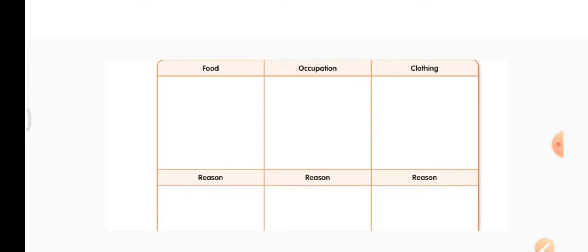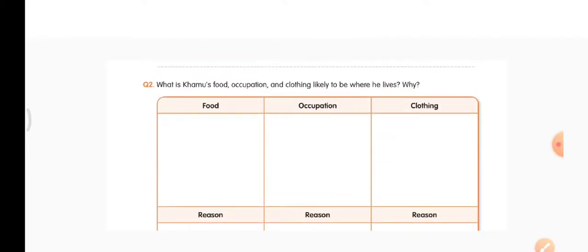Clothing, they wear cotton clothes in summer because these help to absorb the sweat and protect them from the heat. They wear warm clothes in winter because these clothes help them to stay warm in the cool climate in winter, right?